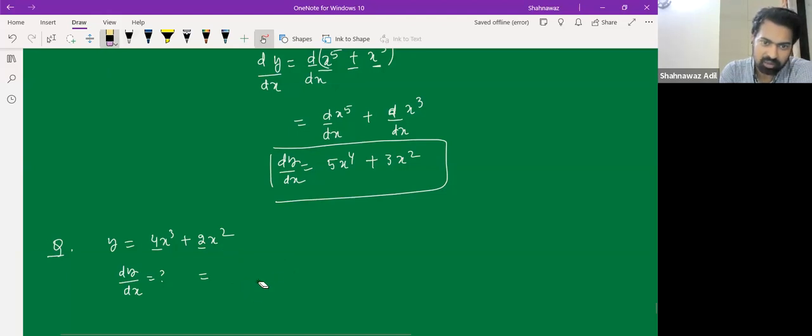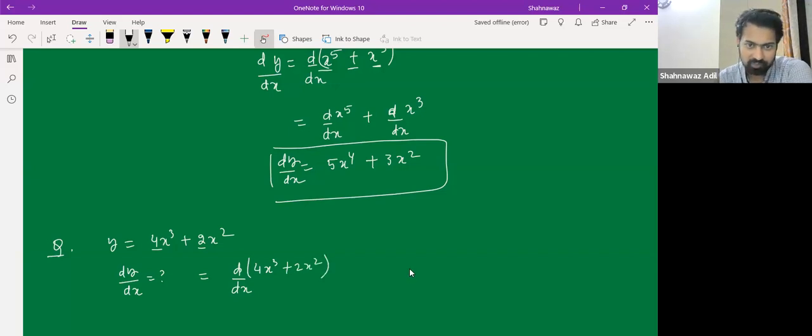Let us do it part by part. So this is 4x cubed plus 2x squared. Am I correct? Yes, sir. Or else we can do it like this: d by dx of 4x cubed plus 2x squared. Now you see that you have two terms, two functions, so we can write it as d by dx of each. Is that correct?